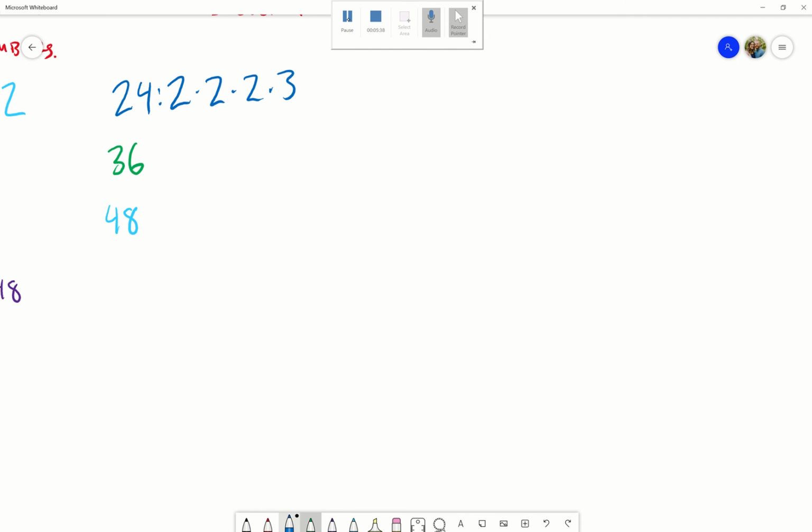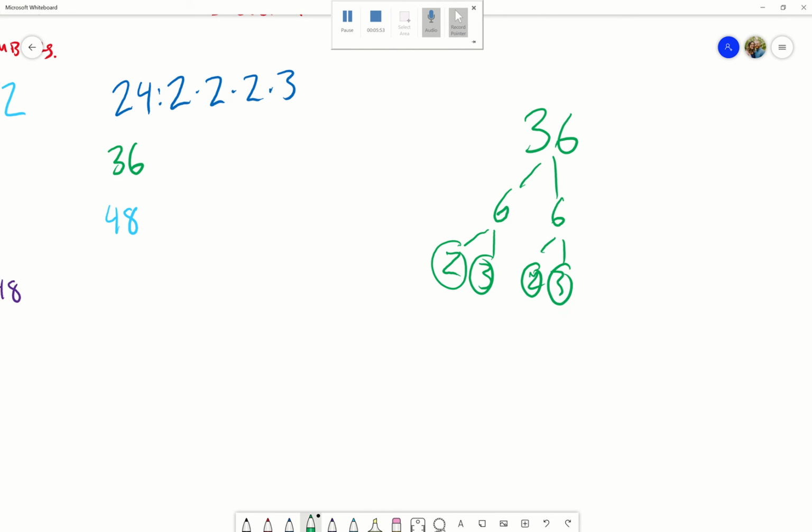36 breaks down into 6 and 6. And both 6's break down into 2 and 3 and 2 and 3. So 36 breaks down into 2 times 2 times 3 times 3.